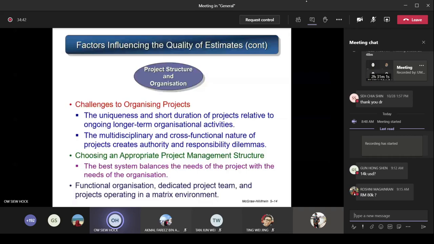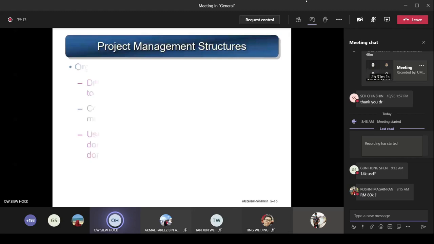So in choosing an appropriate project management structure, you have to know which is the best structure to carry out the project so that it won't cause project delay and so on. The best system balances the needs of the project with the needs of the organization. You look at what kind of project you're working on, and what kind of project management structure you should adopt to carry it out. Today I introduce these 3 types: the functional organization, dedicated project team, and the matrix form. We'll go through them one by one. This is the project management structures.